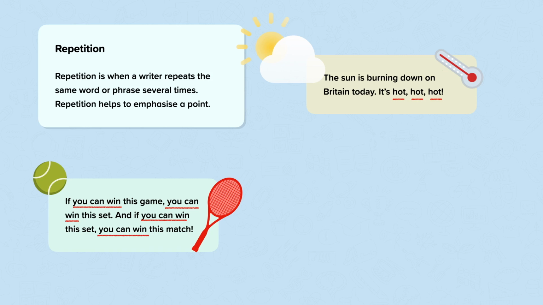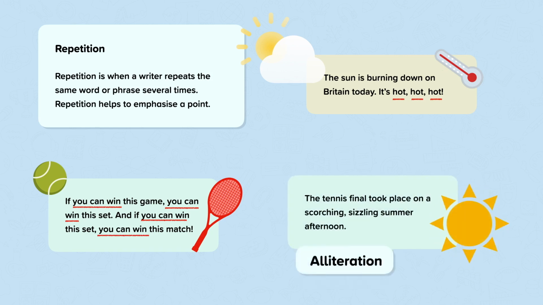Sometimes sounds are repeated. For example, in this case, it's alliteration. Alliteration is when words close together all start with the same sound. Let's read this example that uses alliteration. The tennis final took place on a scorching, sizzling summer afternoon. As you can hear, the S sound is repeated in the words scorching, sizzling and summer.